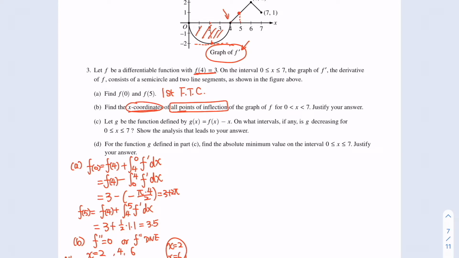So let's look at part C. Let g be the function. On what interval is g decreasing? For a function to be decreasing, the derivative, which is f prime minus 1, has to be less than 0. So f prime has to be less than 1. f prime equals 1 at x equals 5, so less than 1 before that. So the answer would be 0 to 5.